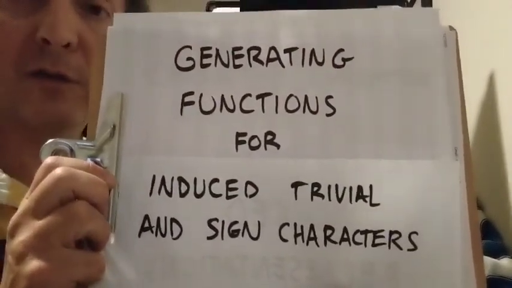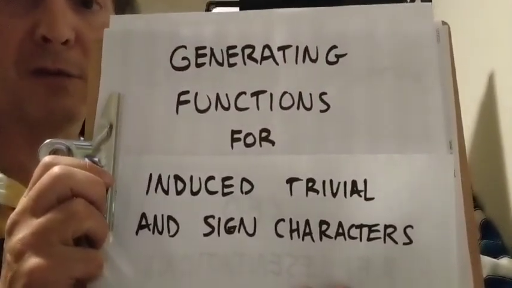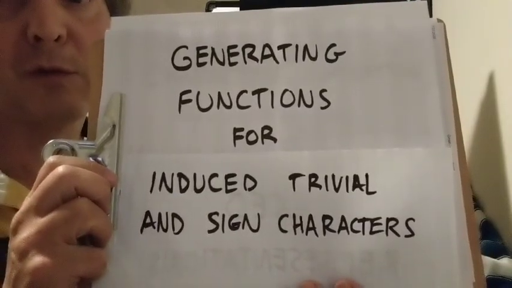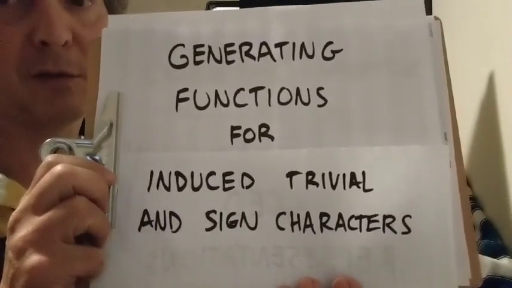All right, let's start by looking at the particular generating functions for induced trivial characters and induced sign characters. These are essentially due to Littlewood and Maris and Watkins.